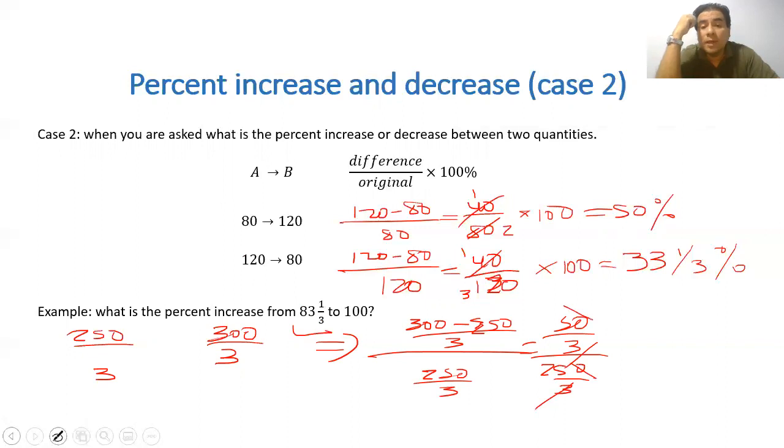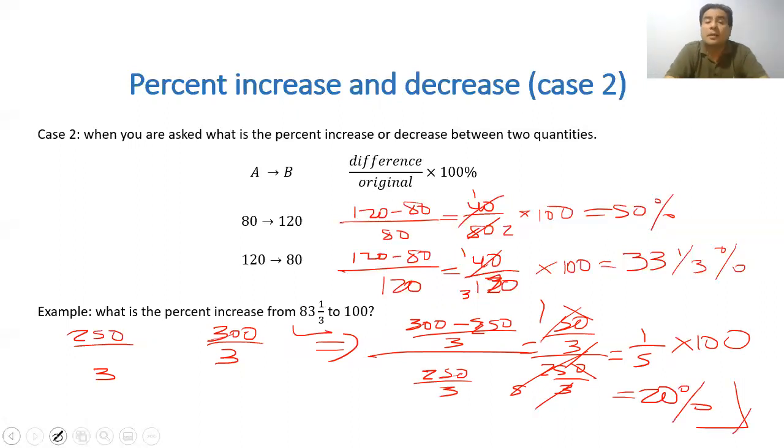The 3s go away, 5, 25, 1 over 5. I have 1 over 5, and then I multiply this by 100 to get the percent. So that is 20%. That's it. Okay, so it's just a matter of accommodating the quantities so that I can operate faster.